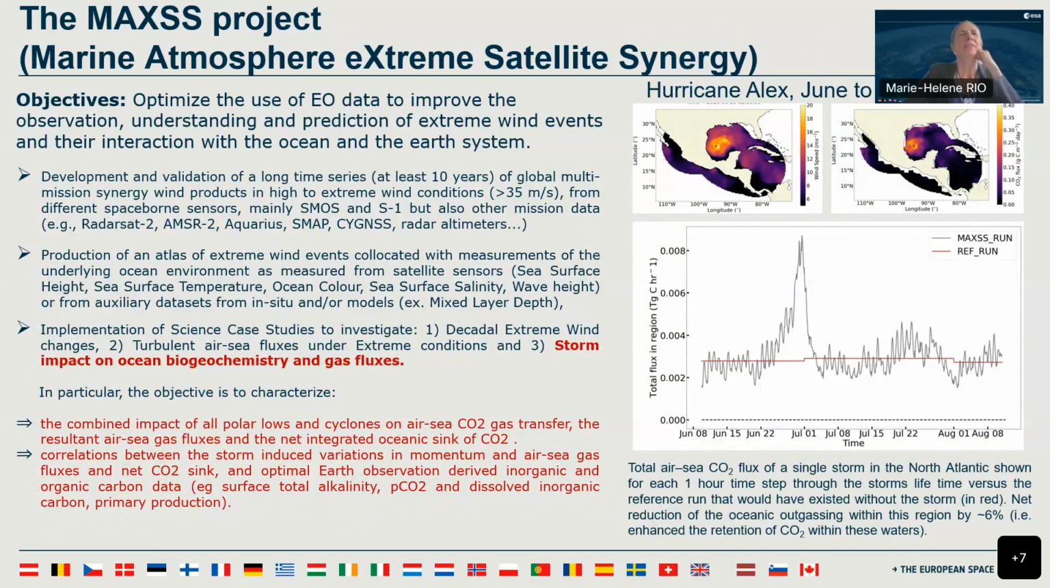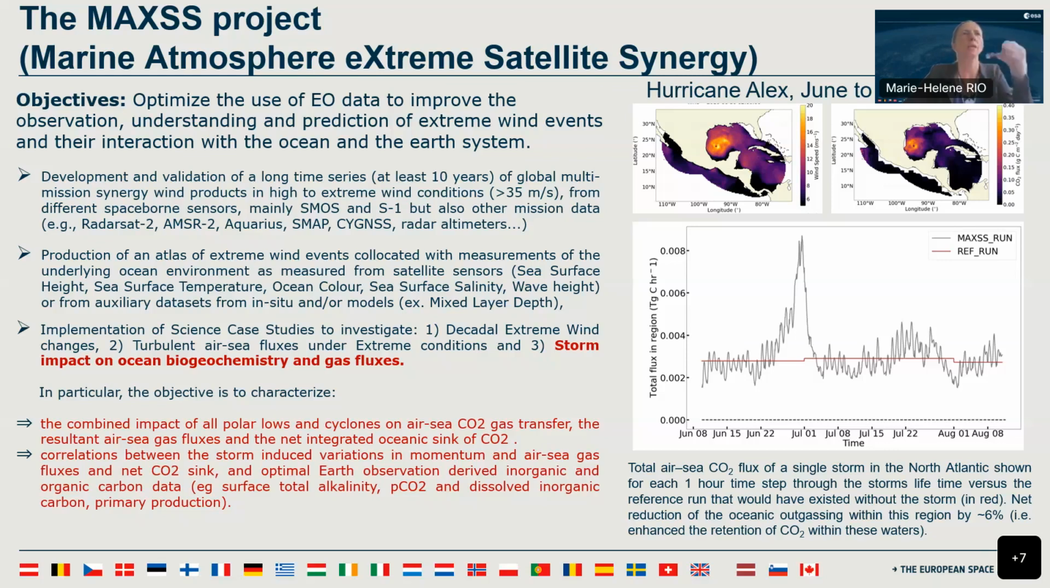We also have, coming to an end, a project looking at extreme wind events, and I mention it here because it had an interesting case study linked to the ocean carbon. So in this project, a new wind data set was developed using the many different instruments that we have in synergy that provide information about wind: radiometer, scatterometer, and SAR. An atlas of extreme wind events was developed, collocated with measurements of the underlying ocean environment.